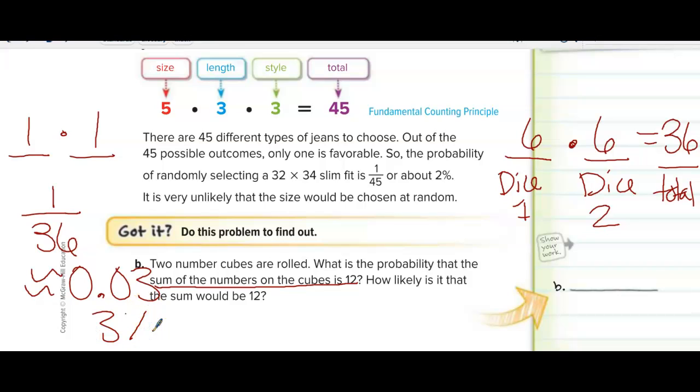Oh, I got 17%. That's because you used 12 as your denominator. Yeah. And then how likely is this? Is this unlikely or likely? Unlikely. Well, at least I got the unlikely part. I had 1%.